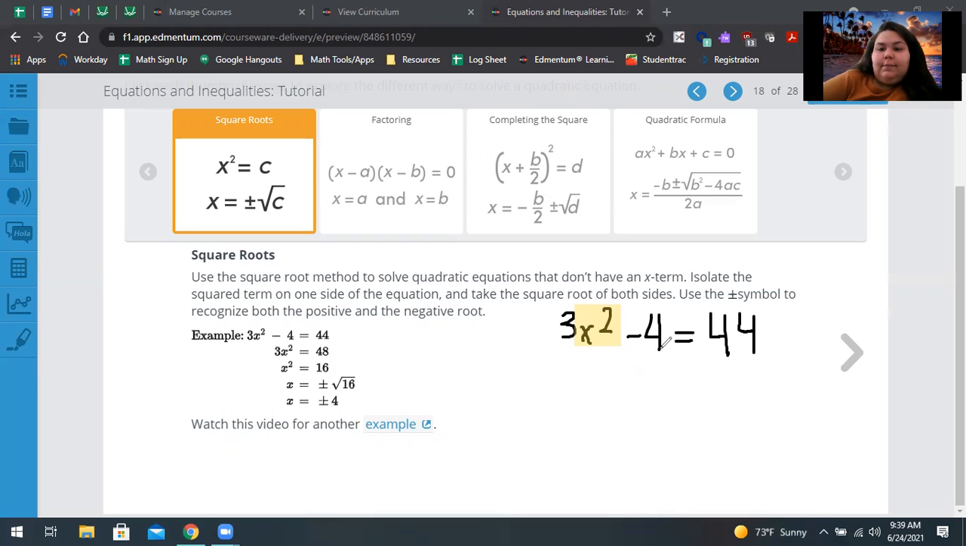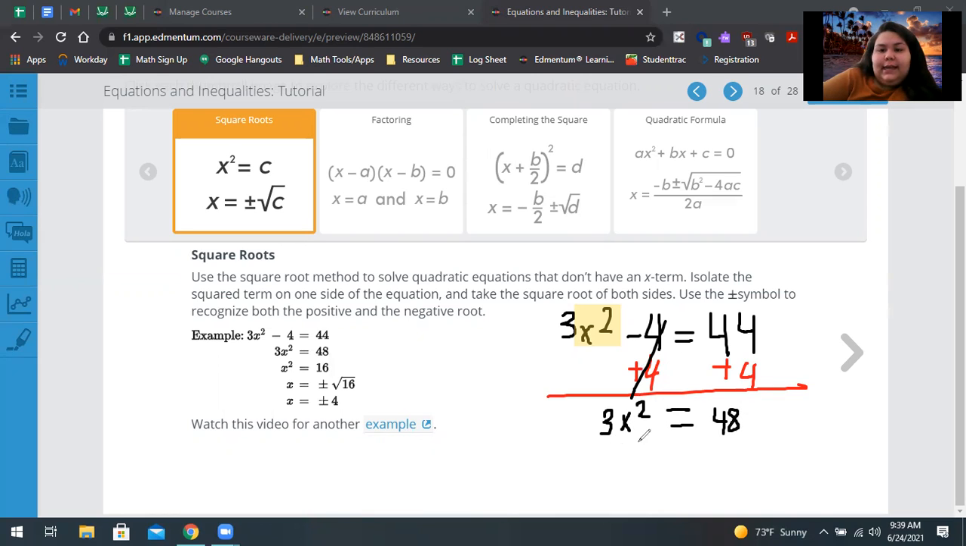Everything in math does its opposite. So the opposite of minus 4 is adding 4 to both sides. So we add 4. Nothing happened to this 3x squared, so this will be 3x squared. This cancels, equal to 44 plus 4, which is 48.